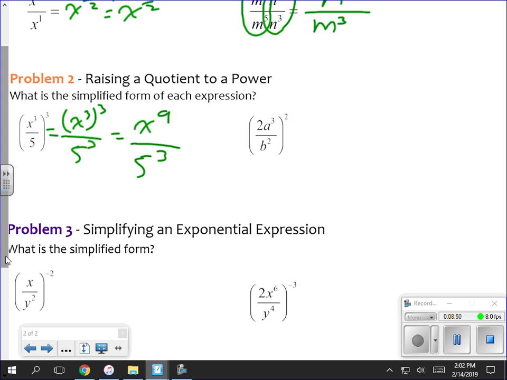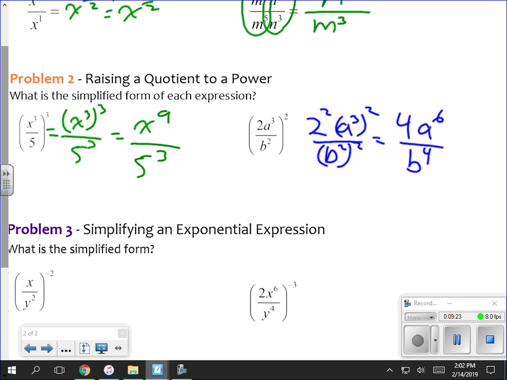Okay. This is simple. Everything inside gets squared. So I have 2 squared, a cubed squared, b squared squared. What's 2 squared? 4. That's an easy one. I would prefer that you make that 4 rather than leave this 2 squared because it's a simple one. When I raise a power to a power, I multiply them. So this gives me a to the 6th, and this gives me b to the 4th, in my denominator. Piece of cake, right? Raise a power to a power, you multiply the exponents.